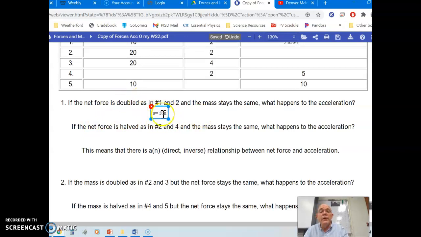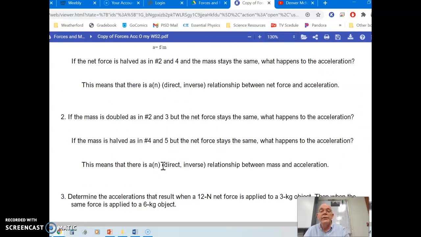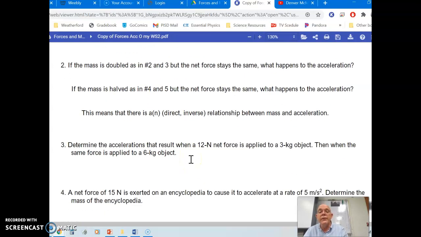If the net force is doubled, it's on top, so it's going to directly change and be directly proportional to the acceleration. So if it doubles, guess what's going to happen to the acceleration? The same thing. If the net force is half, then what's going to happen to the acceleration? Same thing. And then this tells you that there is what kind of relationship between net force and acceleration. Down here, we're talking about mass. Well, mass is on the bottom, so it's going to be an inverse relationship. And so if it doubles, what will it do? Well, you can look at the examples and kind of figure that out for yourself.